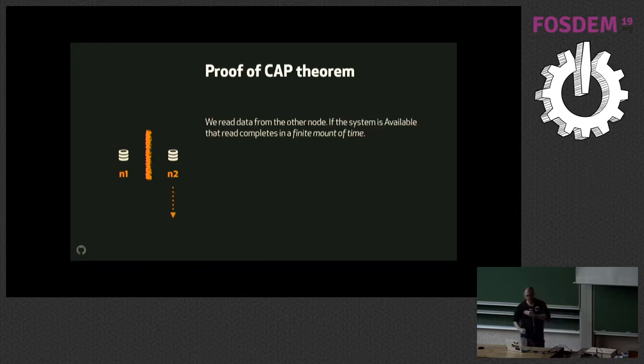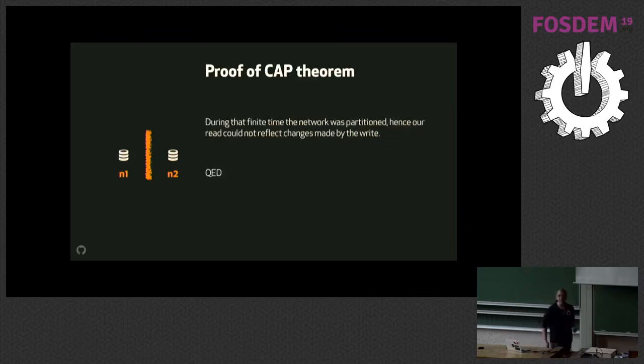And what happens afterwards is that we're going to read a value from node number 2. And that too, if we assume that the system is available, is going to complete within a finite amount of time. It is therefore valid to speak about what happens next. What happens next is that a finite amount of time has passed. We place the value 7 on node number 1. There is no way it reached node number 2 because throughout this time the network was broken. QED. We assumed availability, therefore there cannot be consistency.